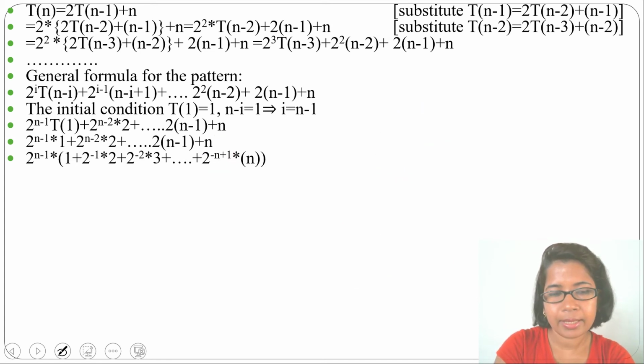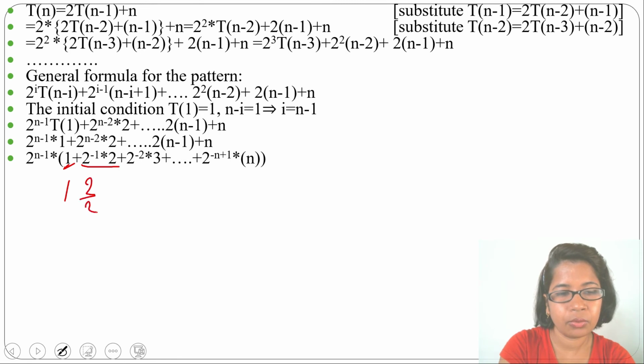Now just analyze every term. Here you can mark this is 1. This 2 power minus 1 multiplication 2, that is 2 divided 2, it is 1. Next 2 power minus 2 multiplication 3, this is 3 divided 4, it will be 0.75. You can take approximately this value is 1 or its upper bound is 1. Like this, for this term its upper bound will be 1.